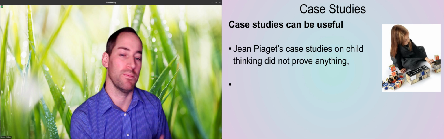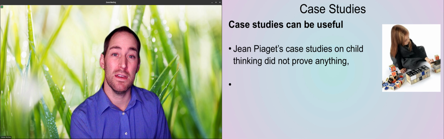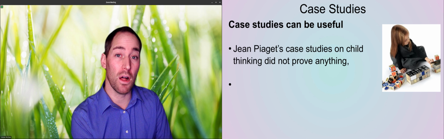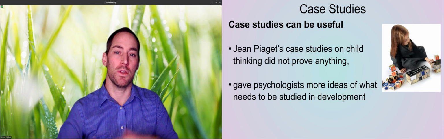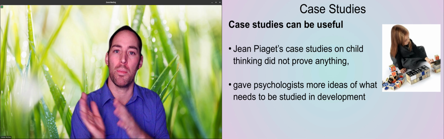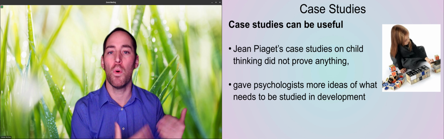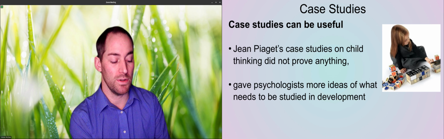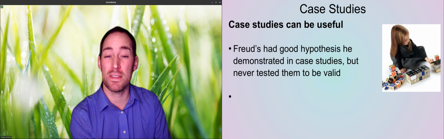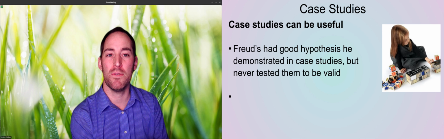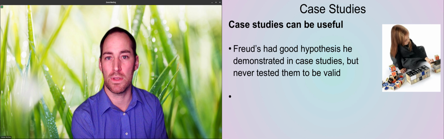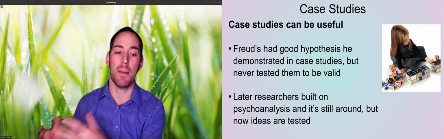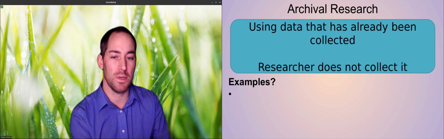So Jean Piaget's case studies on child thinking, for example, didn't prove anything, but gave a lot of helpful observations for original developmental psychologists to start to investigate. So it was a good broad description of, it looks like children are capable of these kinds of cognitive capacities. Then more in-depth studies, some of them still observational or case studies or qualitative, were useful. So Freud had some good hypotheses and demonstrated some case studies, but never tested any of them in specific ways to show that they were valid. So later researchers took those observations, those descriptions, and built on it. So that's one way case studies can be used too.